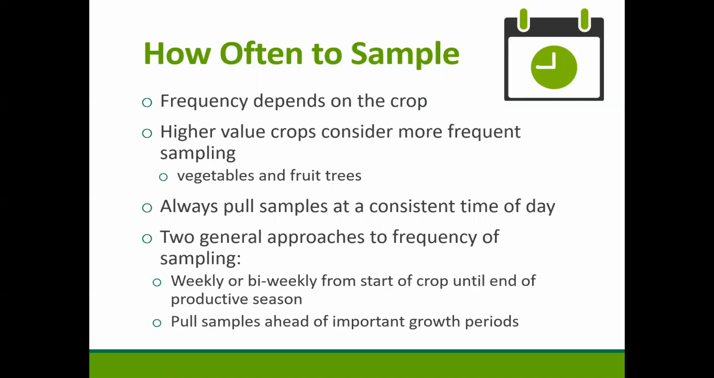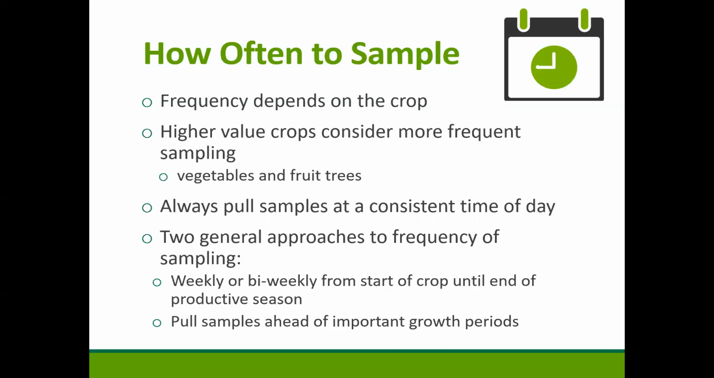As the sun rises and sets and at higher photosynthesis levels during portions of the day, nutrient levels will fluctuate. So as an example, if you pull your sample at 9 a.m. one week and 2 weeks later you pull a sample at 7 p.m., those samples could not be comparatively as accurate as they should be. Although there's not drastic differences, there are certainly differences throughout the day. So we always want to try to pull samples at a consistent time of day.